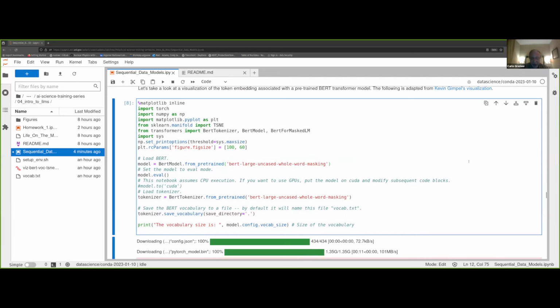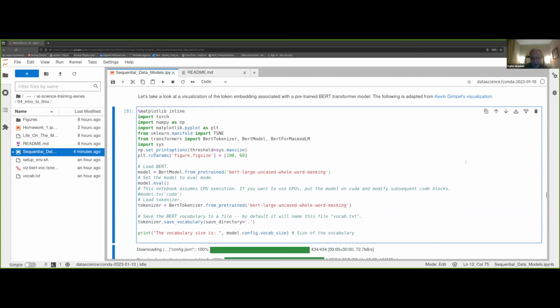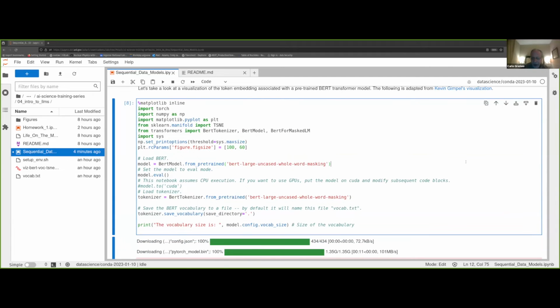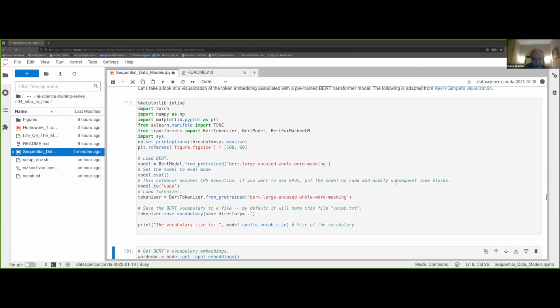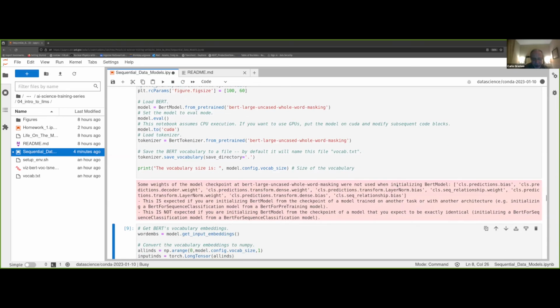This can be done. I adapted, there's this professor named Kevin Gimpel at UChicago's Toyota Technological Institute. And he provided these visualizations that will actually show a two-dimensional representation of this 1,024 dimensional representation from the BERT model. So let's see, have you already executed this cell? I see, moved everything to CUDA. That's probably a good thing to do.